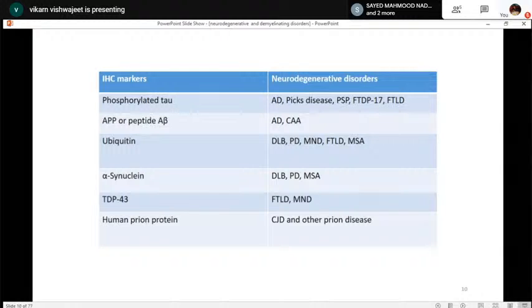Amyloid precursor protein is used to delineate the neuritic and diffuse plaques in case of Alzheimer's disease and cerebral amyloid angiopathy. Ubiquitin marker can be used for diagnosis of dementia with Lewy body, Parkinson's disease, motor neuron disorder, multiple system atrophy, and frontotemporal lobar degeneration. Then alpha synuclein can be used to detect Lewy bodies in dementia with Lewy bodies, Parkinson's disease, and multiple system atrophy. TDP43 is expressed in FTLD, frontotemporal lobar degeneration with motor neuron disease, and human prion protein can be used in a specialized laboratory for detection of prion disease.